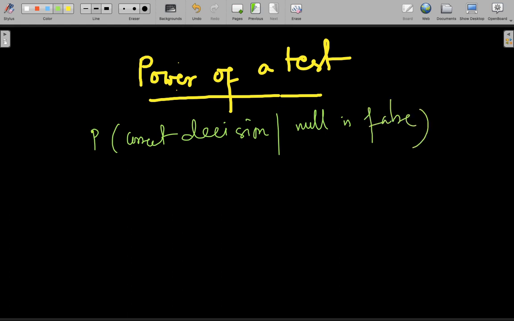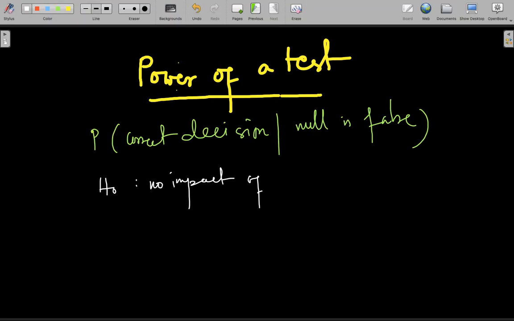So it means, let's say we impart Python training to the students of VGSOM, and the null hypothesis would be that there is no status quo change. So H naught is no impact of training, and H1 is some positive impact of training. Let's say it's a one-sided test: no impact of training, and HA is a positive impact of training.